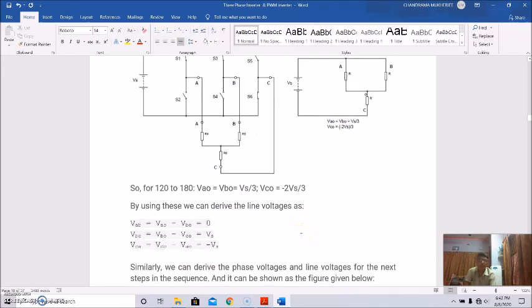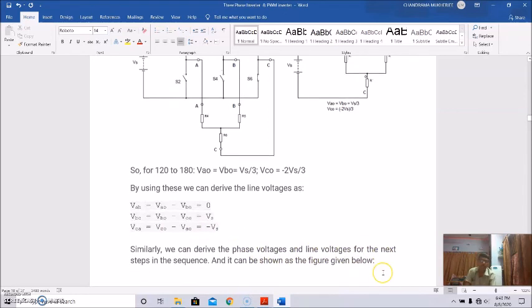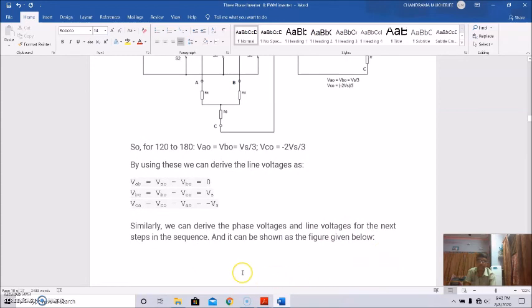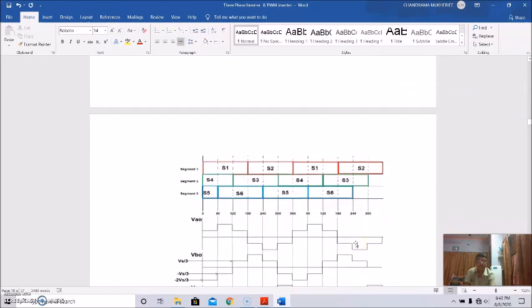By using this, we can derive the line voltages as VAB equal to VAO minus VBO equal to 0, VBC equal to VBO minus VCO, that is equal to Vs, and VCA equal to VCO minus VAO, that is equal to minus Vs. Similarly, we can derive the phase voltages and the line voltages for the next steps in the sequence, and it can be shown as in the given figure. So that is like this.